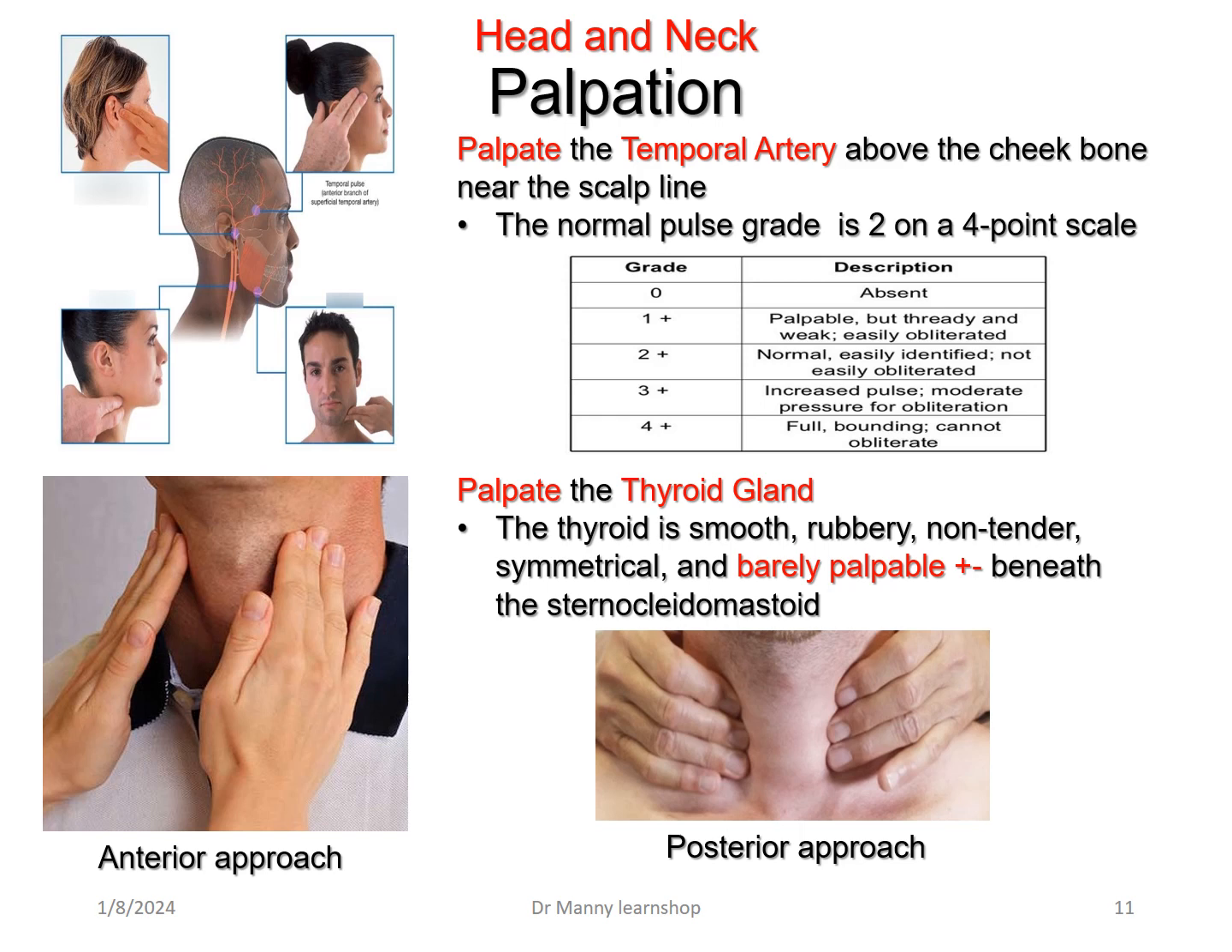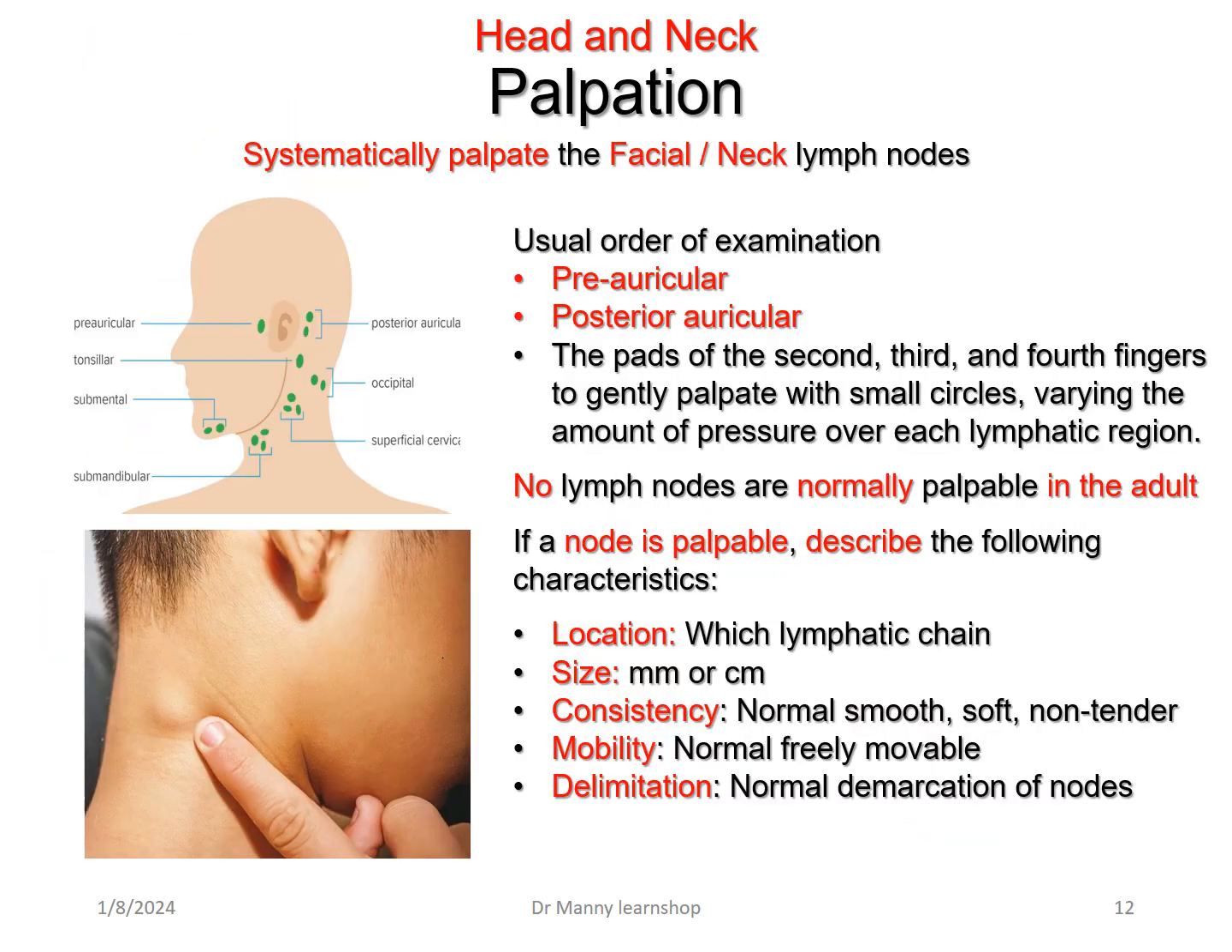With palpation, you can also palpate the thyroid gland, and typically the thyroid gland is not detectable, but if it is, it's smooth, rubbery, non-tender, symmetrical, but barely palpable beneath the sternocleidomastoid muscles. And you can use the anterior approach, or you could use the posterior approach.